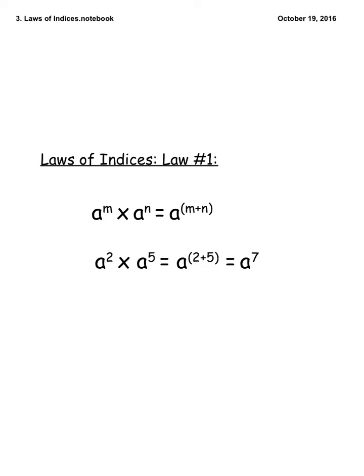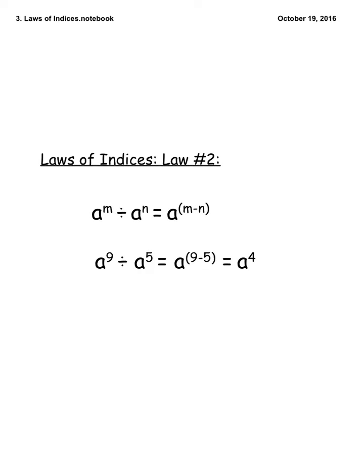Law number 1 states if you multiply two indices together, then you have to add the powers. So the first example there is a to the power of m times a to the power of n, which is equal to a to the power of m plus n. Or with numbers, a squared times a to the power of 5 is equal to a to the power of 2 plus 5, which is equal to 7. So a to the power of 7 is your final answer.